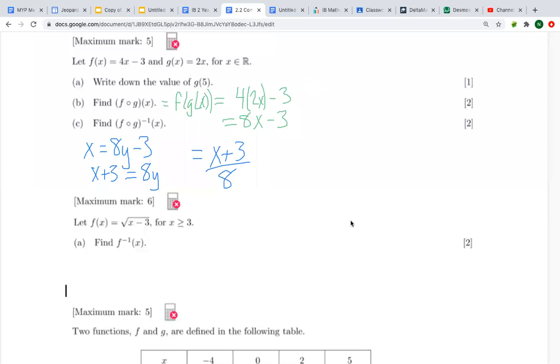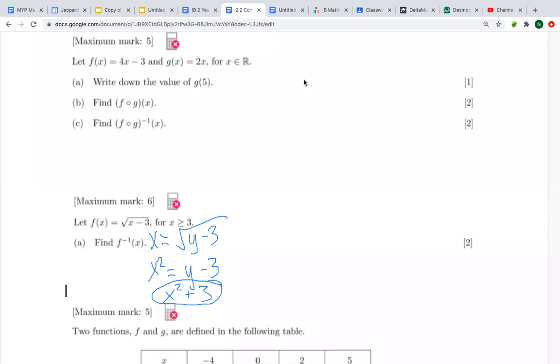Okay, so these are the answers you should have gotten. The first one, you just plug in g of x for everywhere you see an x in the function f of x. And then for the inverse, you just swap x and y, solve for y, and you should have gotten (x plus 3) divided by 8. Moving on to the next one, again, should be pretty straightforward. Go ahead and try it on your own, and then come back and check your answer.